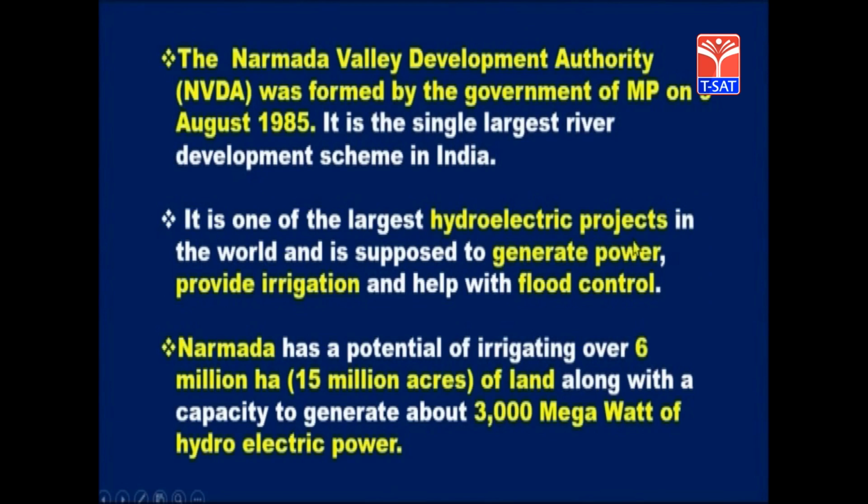The first one is the Narmada Valley Development Project. It is the largest development scheme developed by the Madhya Pradesh government in August 1985. It is one of the largest hydroelectric projects in the world and is supposed to generate power, provide irrigation and help with flood control.